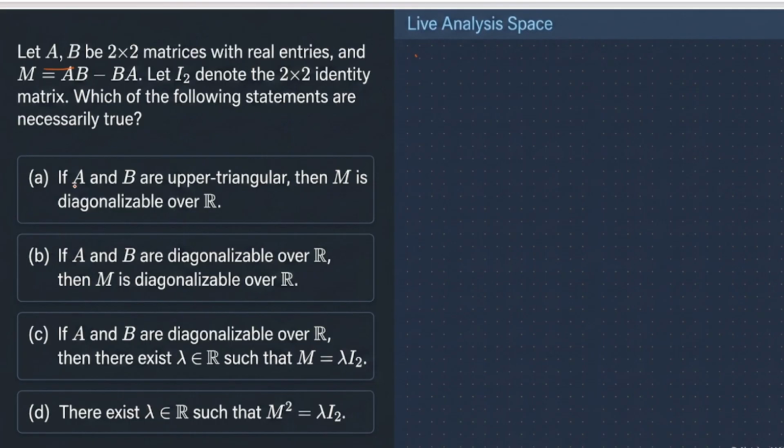Option A: If A and B are upper triangular matrices, then M is diagonalizable over R. Option B: If A and B are diagonalizable over R, then M is diagonalizable over R. Option C: If A and B are diagonalizable over R, then there exists lambda belonging to R such that M equals lambda I2. Option D: There exists lambda belonging to R such that M squared equals lambda I2.